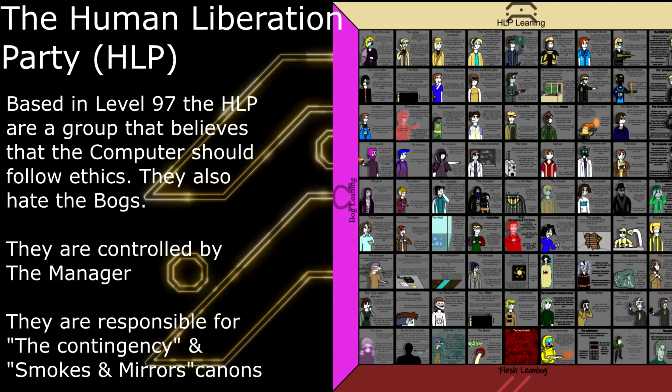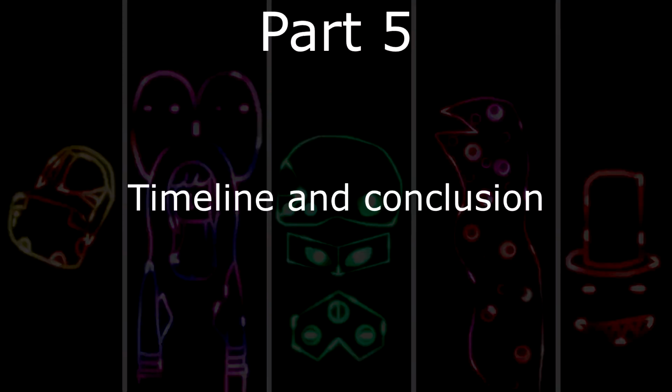The HLP, or Human Liberation Party, are an independent faction controlled by the manager. The HLP has a lot of previous members of the computer and are primarily based in Level 97. Their goal is to install some kind of ethics board to limit computer activity, taking into account the people being affected instead of it being a side effect.